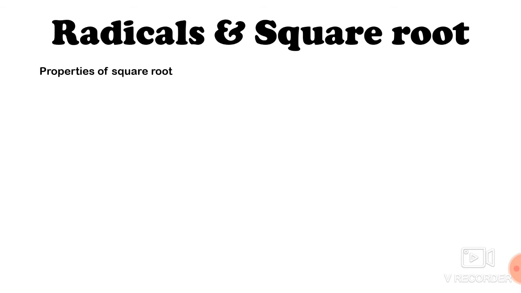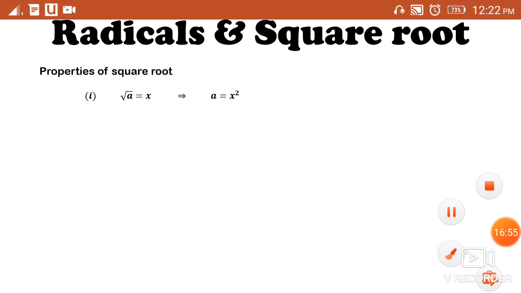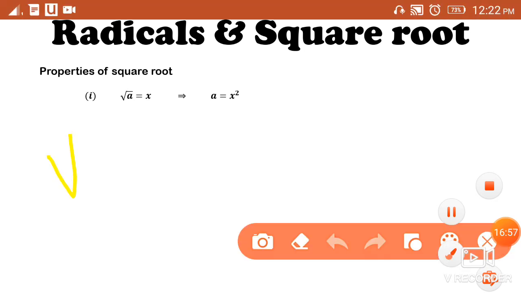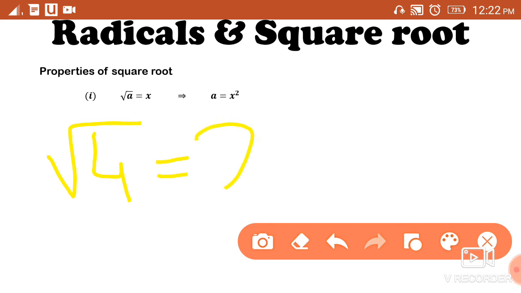Next we have radicals and square roots. Properties of a square root. Square root of a is equal to x. When we find the square root of any number, we will get x as the answer. It means if we take the square of x, we will get a. For example, if we find the square root of 4, the answer is 2.